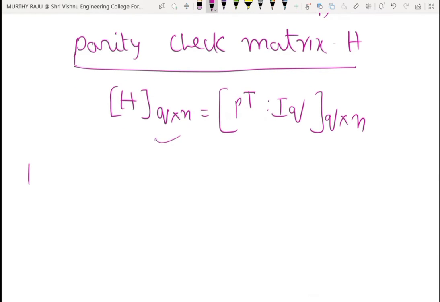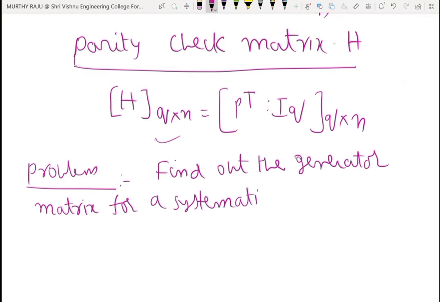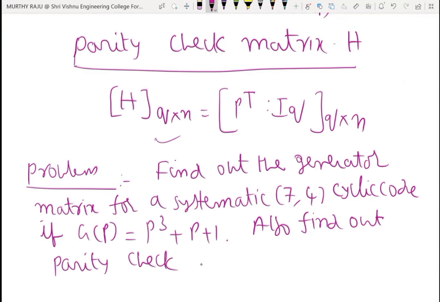Problem based on this one. Find out the generator matrix for a systematic (7, 4) cyclic code if generator polynomial g of p is equal to p cube plus p plus 1. Also find out the parity check matrix.